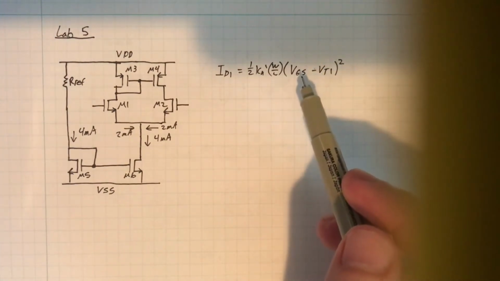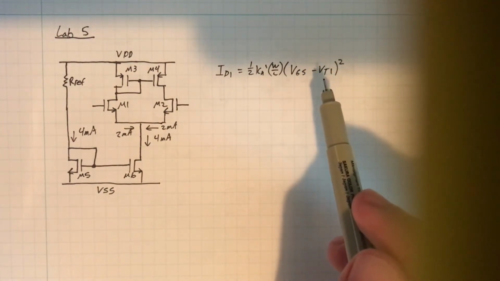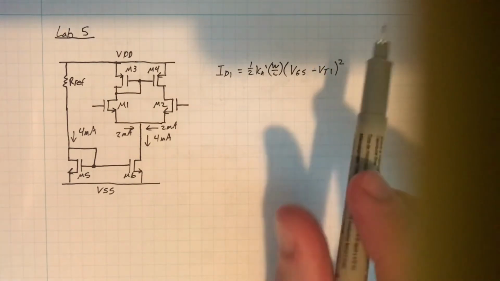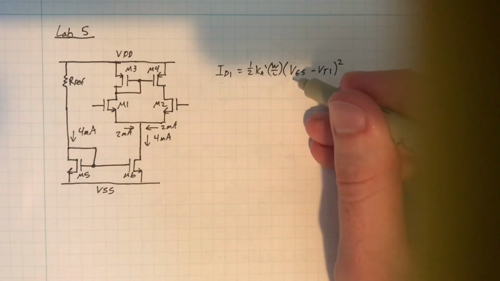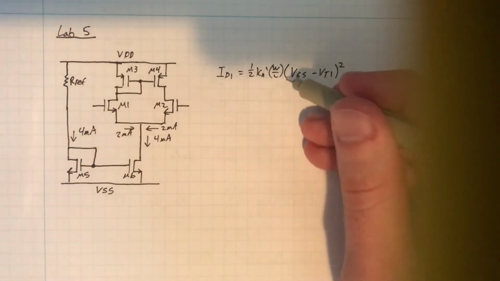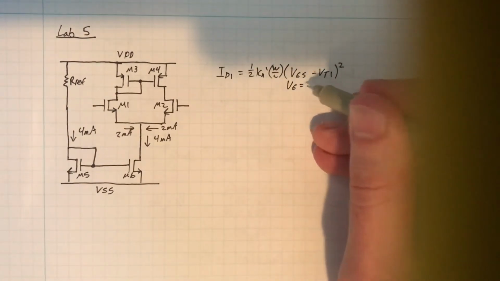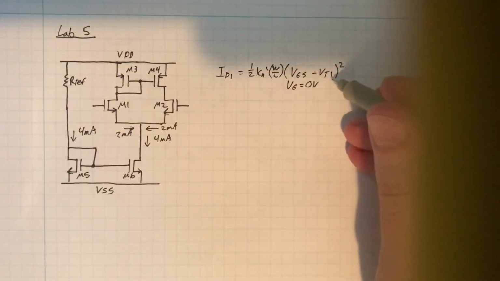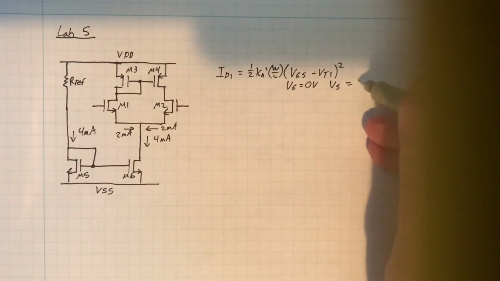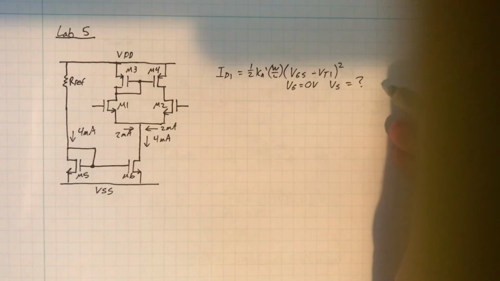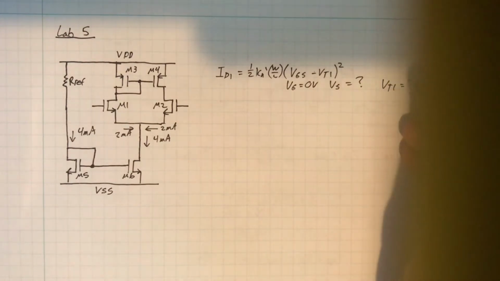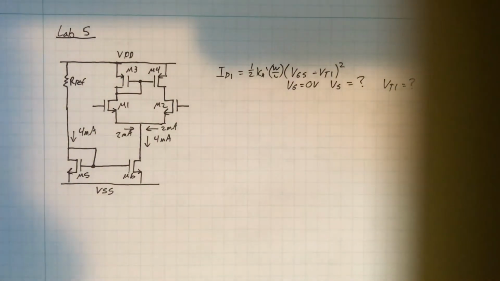So they tell you VG is going to equal 0 volts here. We do not know what VS is though, and we do not know what VT is equal to. So we have two unknowns.